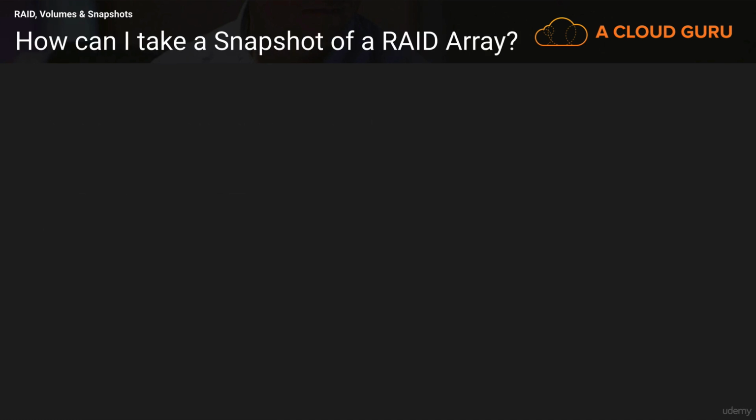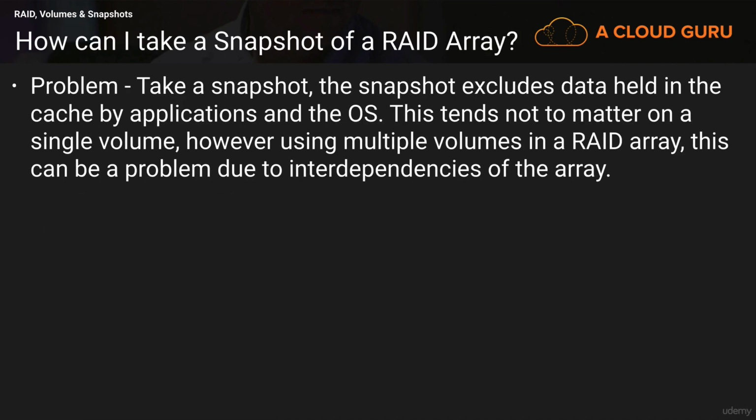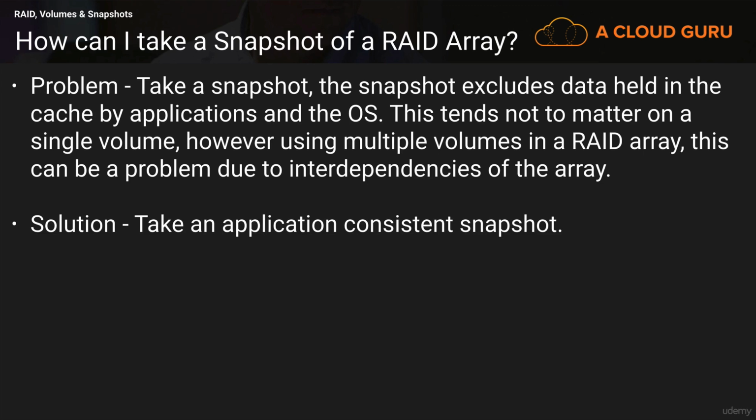Moving on to how we can take a snapshot of a RAID array. So there's a problem. Basically, if you're taking a snapshot, the snapshot is going to exclude the data held in the cache by applications and the OS. And this tends not to matter on a single volume. However, if you're using multiple volumes in a RAID array, it can cause a problem due to interdependencies of the array. So what's the solution?